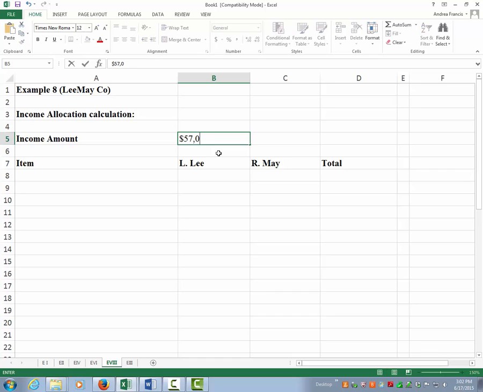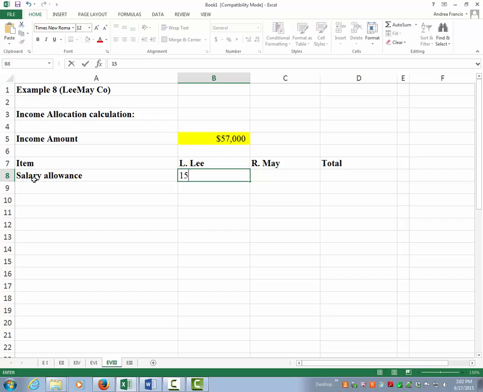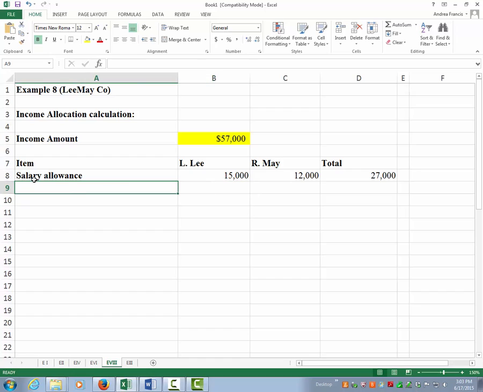Our income amount is 57,000, right? And we know we have to keep that number in mind. Here's a space for items that have to be allocated. Ali's name, May, and then the total. So the first point that we need to deal with is the salary allocation. So there's a salary allowance, and for Lee it's 15,000, and for May it is 12,000. And so together those amounts bring us to 27,000.